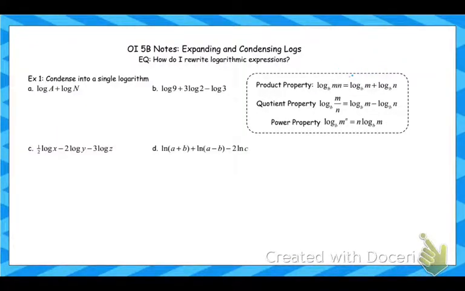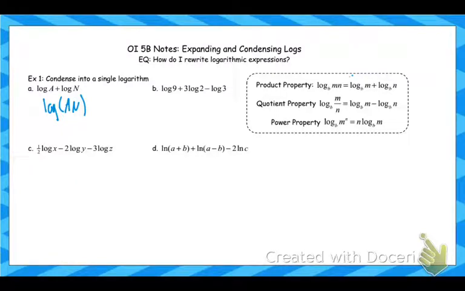So let's go ahead and do some examples. We're going to start by condensing. This is going to be really important when we get to solving next week. So in order to condense these, let's look at the operation. Two logs are added. If two logs are added, I can multiply the arguments. So this would become log of a times n.